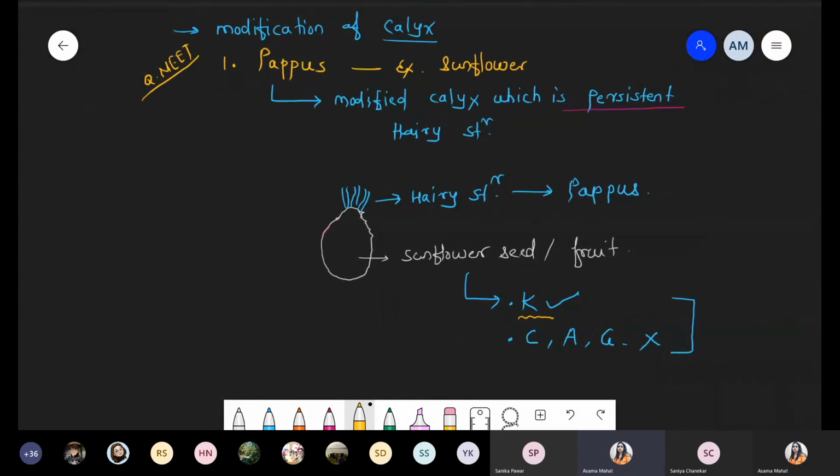Generally, after fertilization, complete flower means what? Its sepal part, petal part, androecium, gynoecium, everything is converted into fruit. But in the exception case of pappus, that part remains as it is. Which part? Calyx part, it is persistent, right? And such persistent hairy structure of calyx is called the pappus. And where is it present? It is present in sunflower. Got this point? Yes or no?